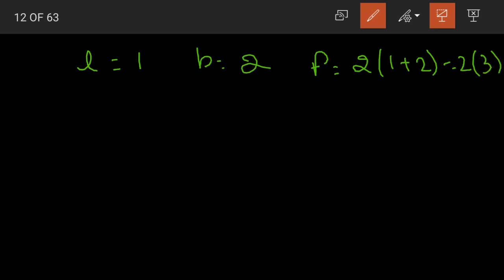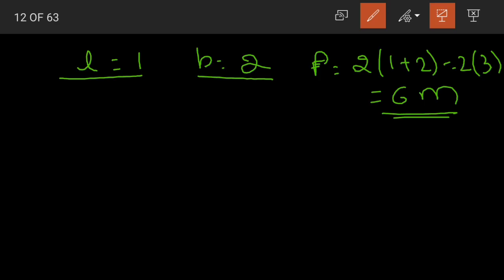Say length is equal to 1 meter, breadth is equal to 2 meters. Understood? Let us find out the perimeter. It would be 2 into length plus breadth, that is equal to 2 into 3, that is equal to 6 meters. Understood, children? When the length was 1 and the breadth was 2, the perimeter is 6 meters.